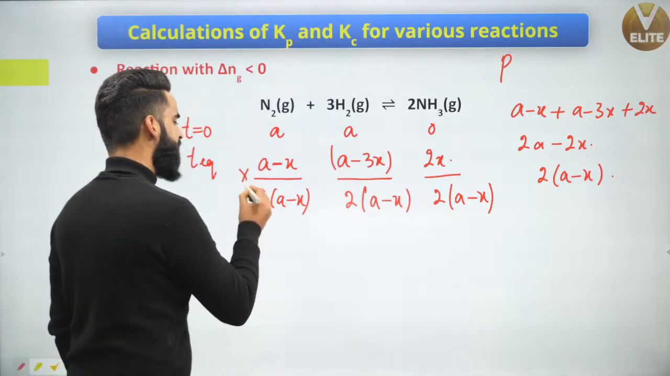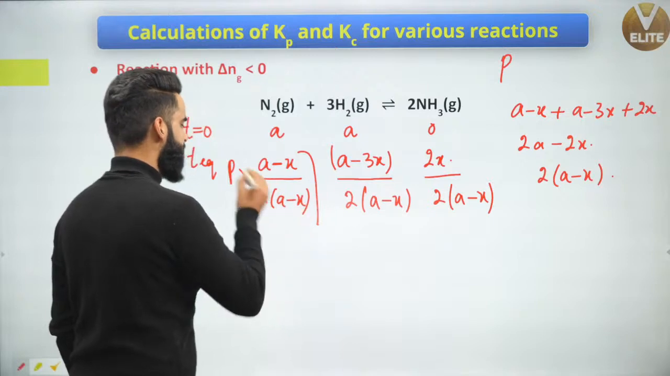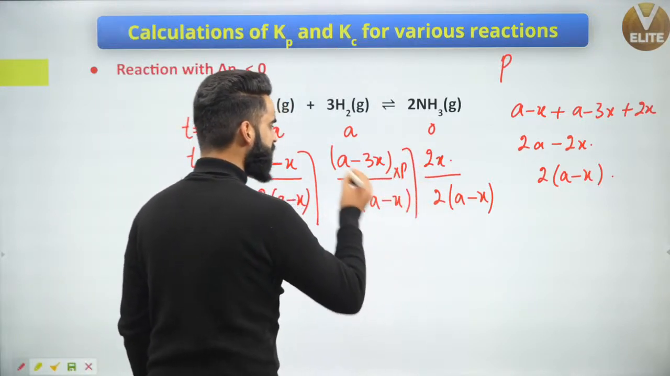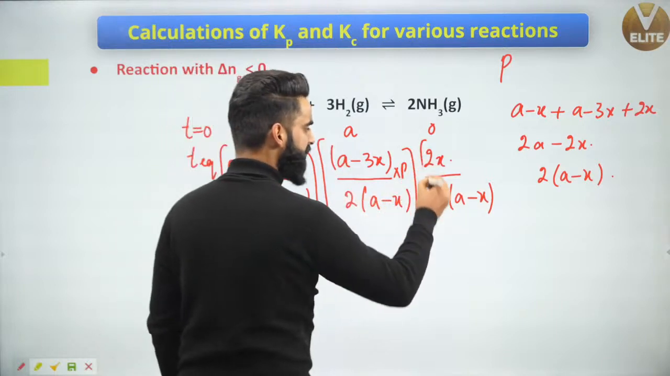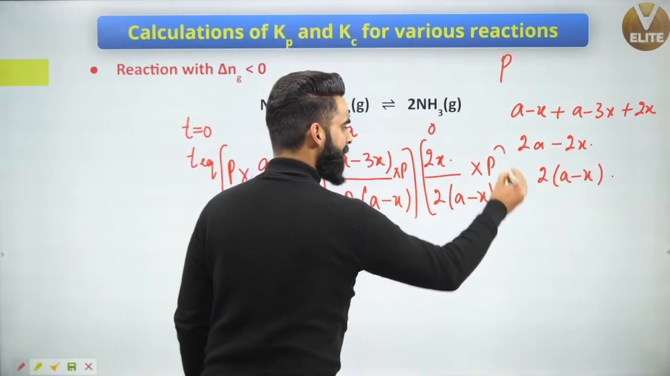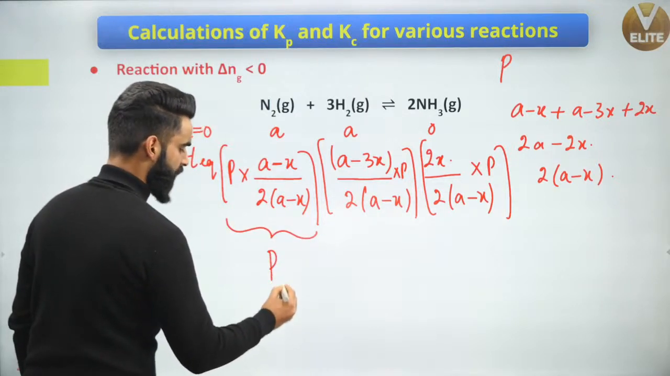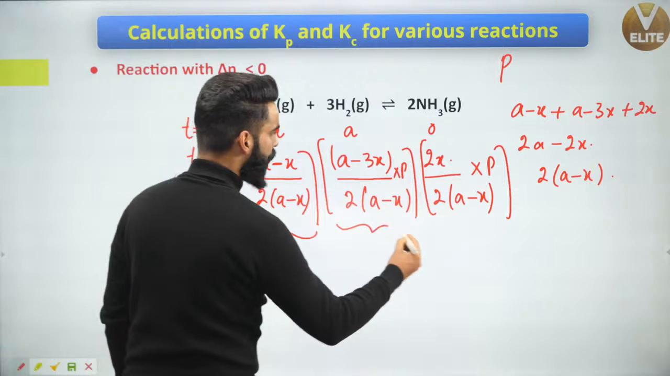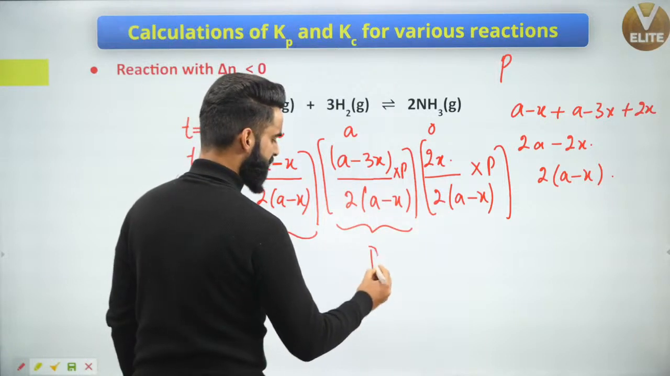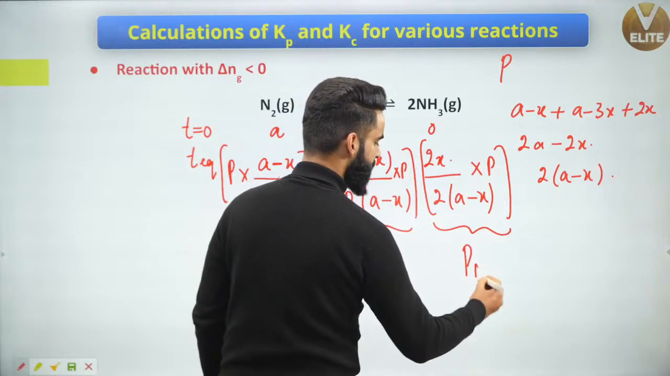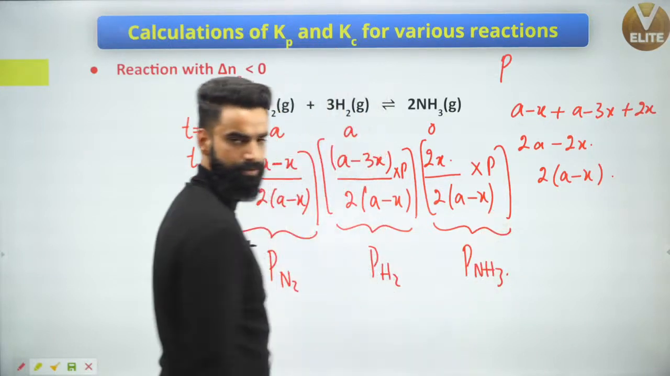If I multiply everyone by the total pressure of the gaseous mixture at equilibrium, what am I going to get? Can I say this whole term is going to give me the partial pressure of N2 at equilibrium? Can I say this whole term is going to give me the partial pressure of H2 at equilibrium? Can I say this whole term is going to give me the partial pressure of NH3 at equilibrium? Right?